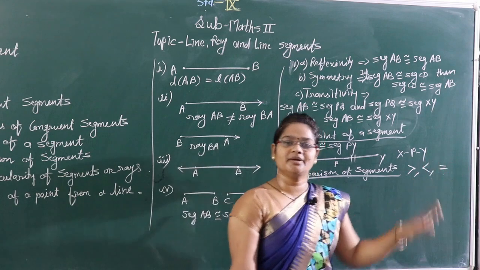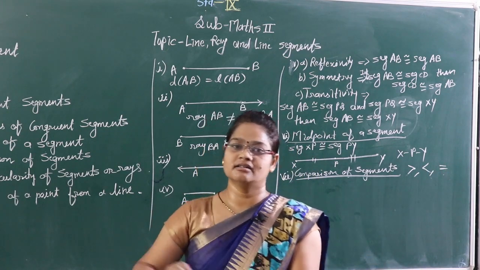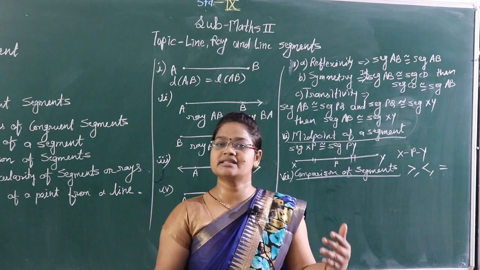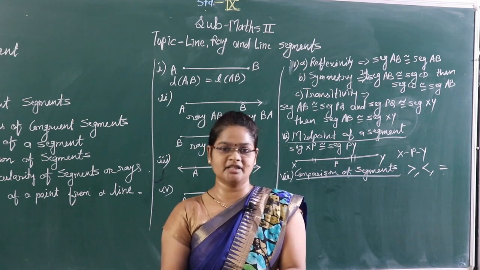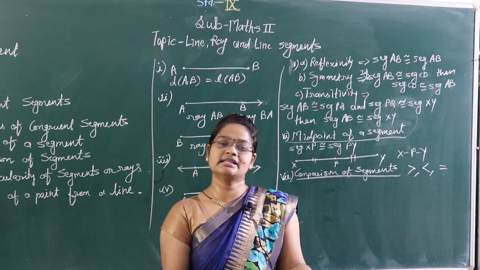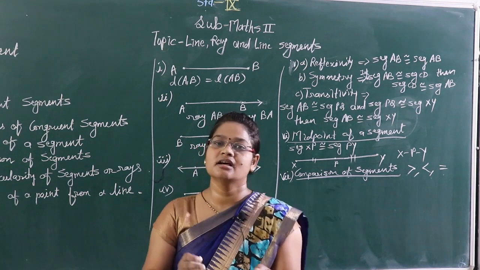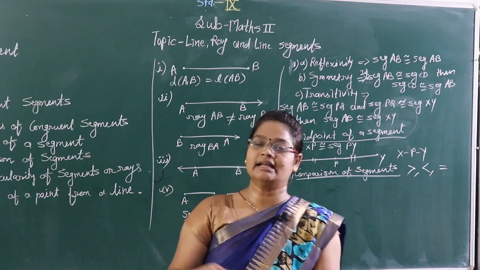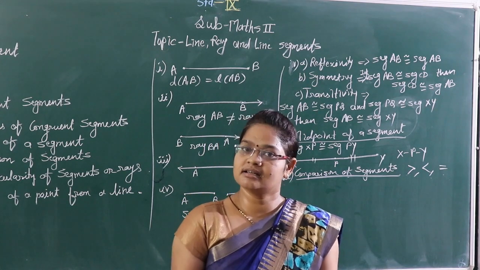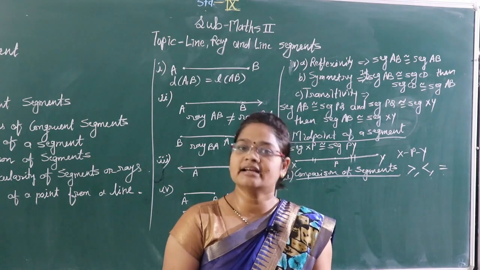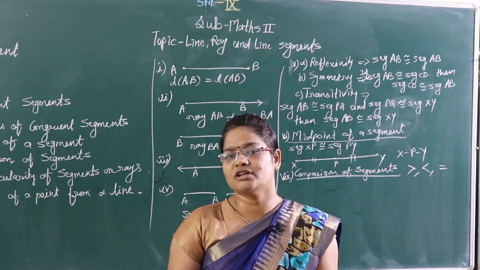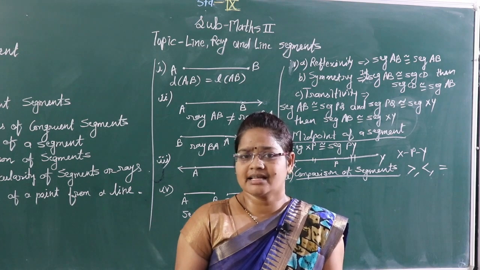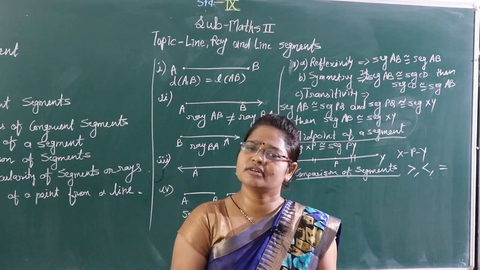So if AB is equal to 6 centimeter and segment CD is equal to 5 centimeter, then comparing 1 and 2 we can say that segment AB is greater than segment CD, because the length of AB is greater than the length of CD. That we call comparison. We can also say that segment CD is smaller than segment AB, because the length of CD is smaller than the length of AB.